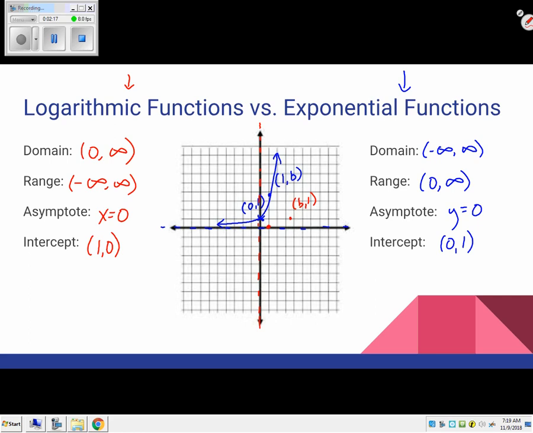I'm not going to cross this vertical asymptote, just the same way I didn't cross the horizontal one. My graph looks like this. And it shouldn't be too hard to figure out how that got there, because remember, these are inverses. If I take this blue graph, my exponential graph, and reflect it over the y equals x line, it lands where this red graph is.